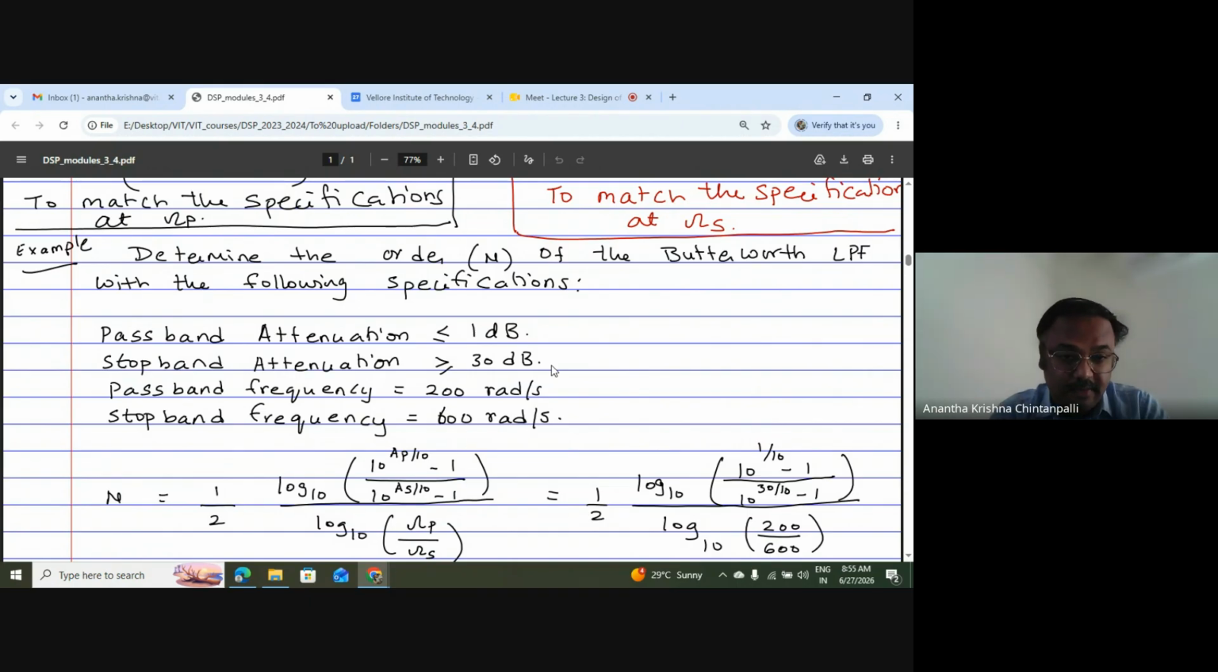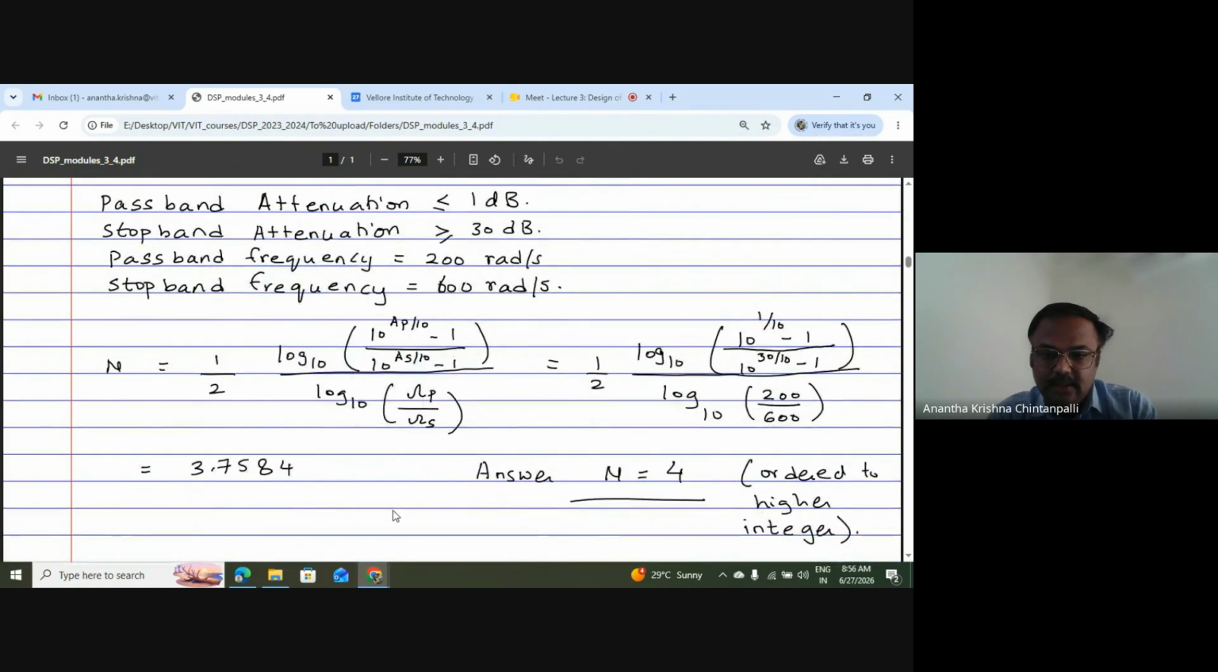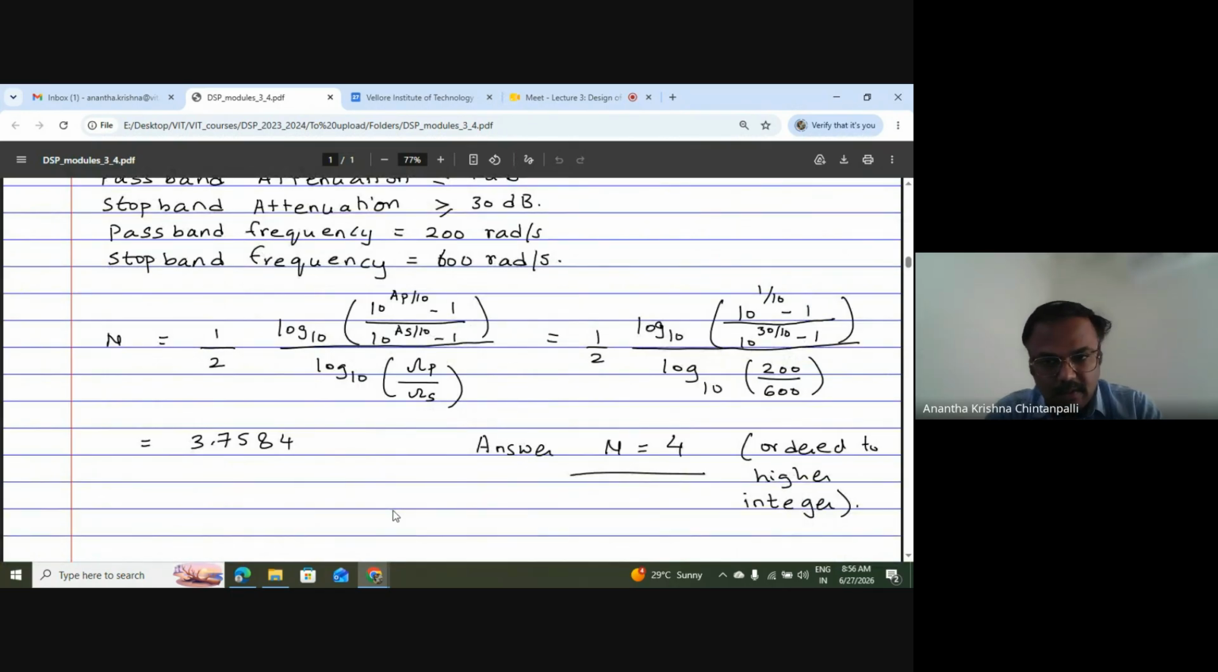Pass band frequency is 200 radians per second. So your omega P is 200. Stop band frequency is 600. So in other words, it's omega C. So your n is nothing but half of log 10 of this expression. This is a formula given. So you just put in the actual values, and then finally you get 3.7584. So obviously it should be rounded to a higher integer. So you take n is equal to 4.